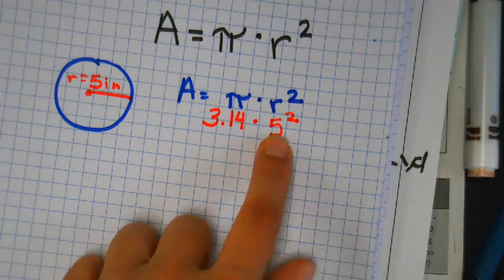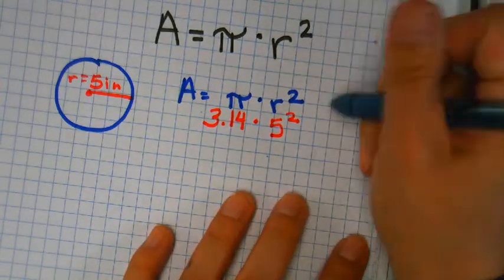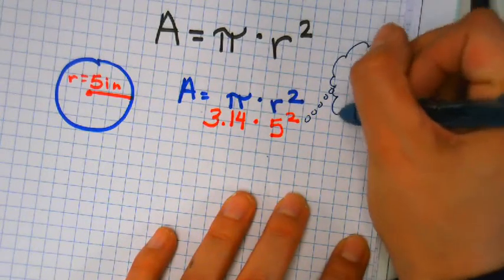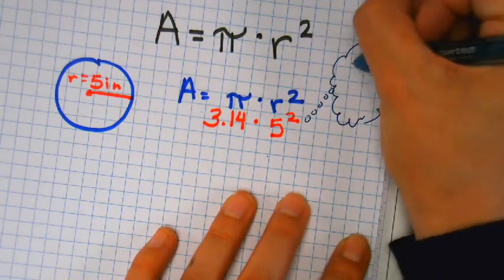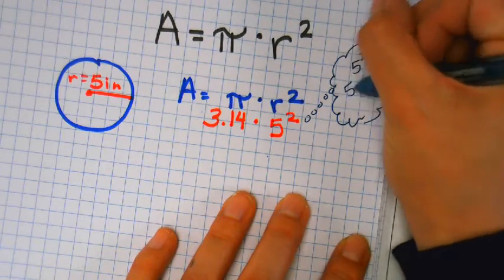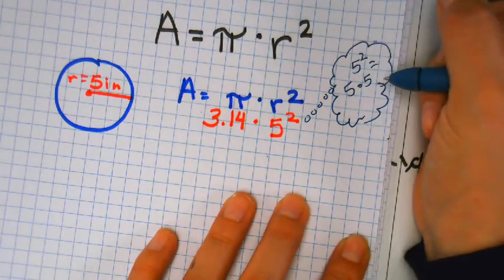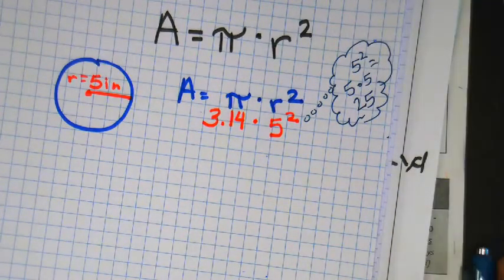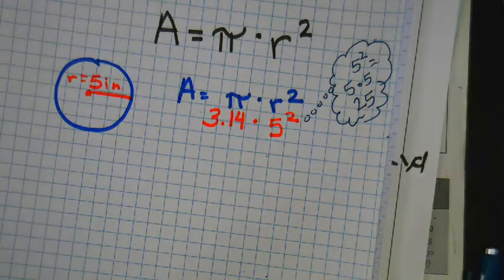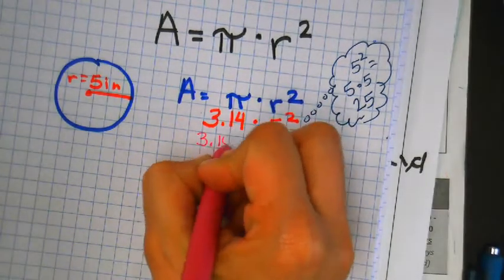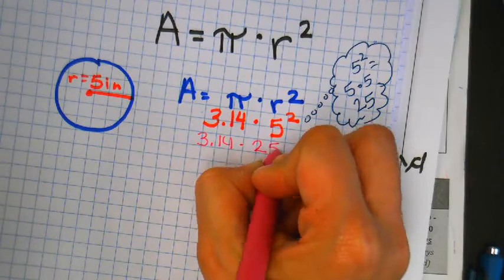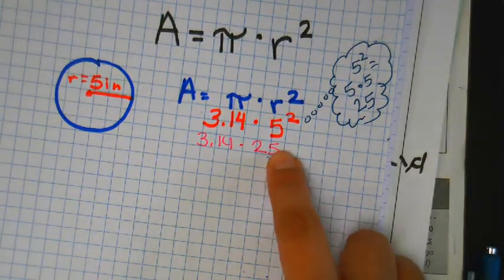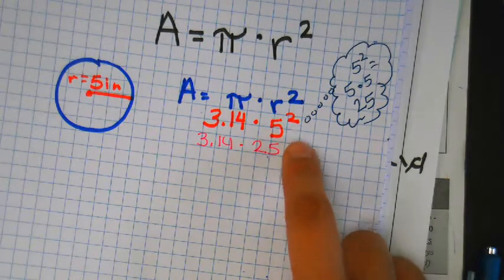Now, 5 squared, just to remind you, here's my thinking bubble. 5 squared is equal to 5 times 5. And 5 times 5 is 25. So please don't think it's 5 times 2. It's not 10. Be very careful with that. So it's 3.14 times 25. How did I get 25? 5 squared is 25.